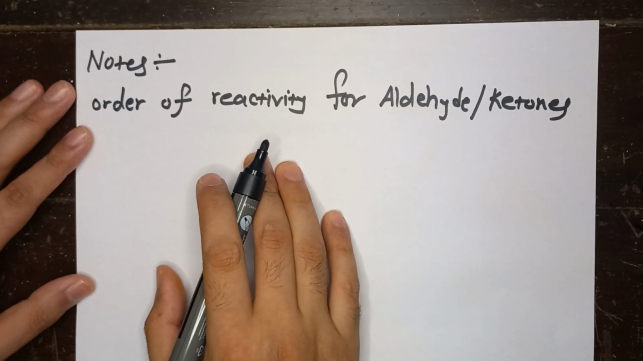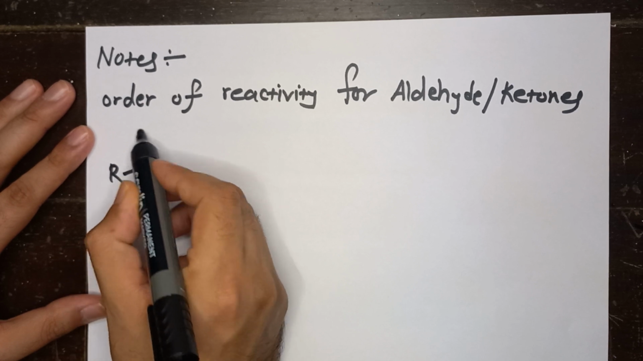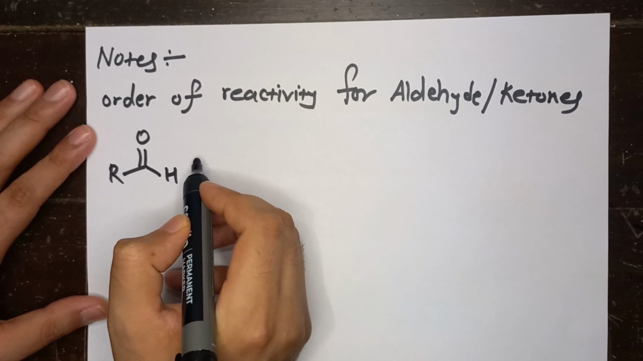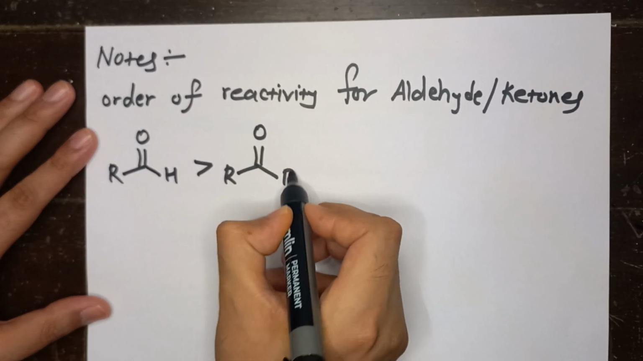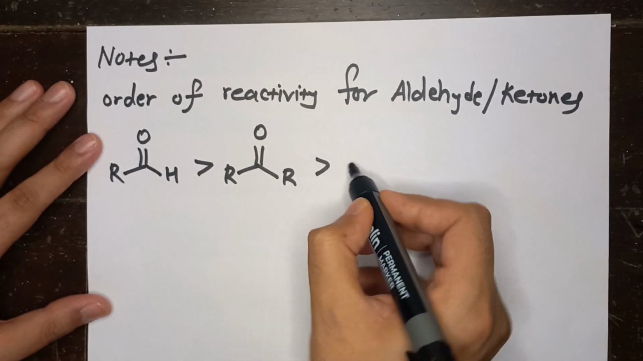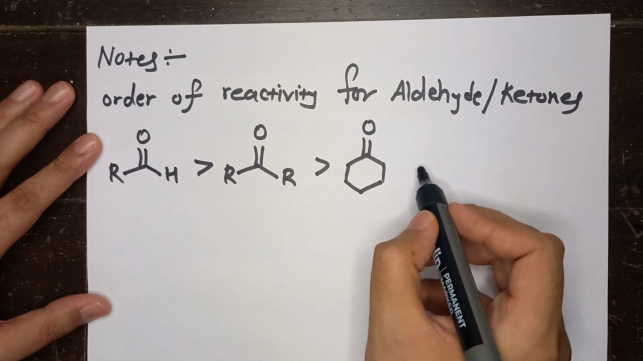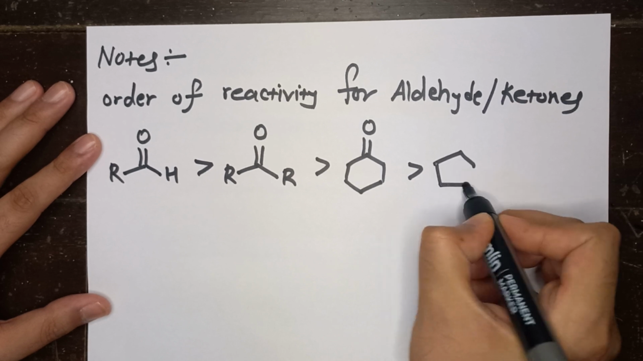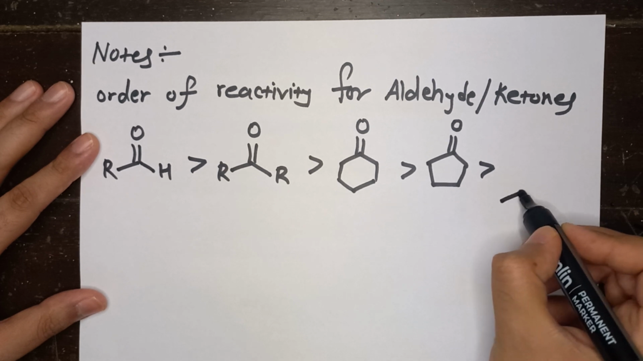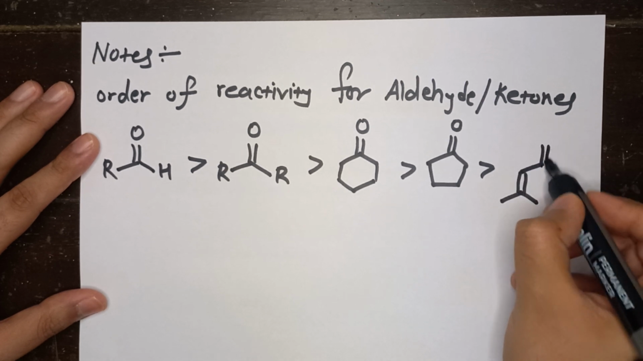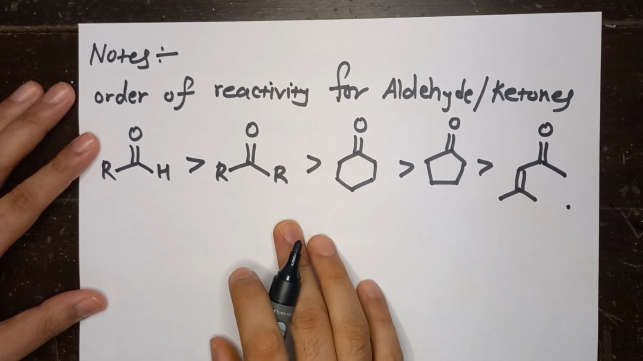Okay, so the most reactive is aldehyde. Then we have a ketone in the list, right? Then we have a cyclohexanone. Then we have a cyclopentanone. And finally we have an alpha beta unsaturated ketone. So this is the order of reactivity.